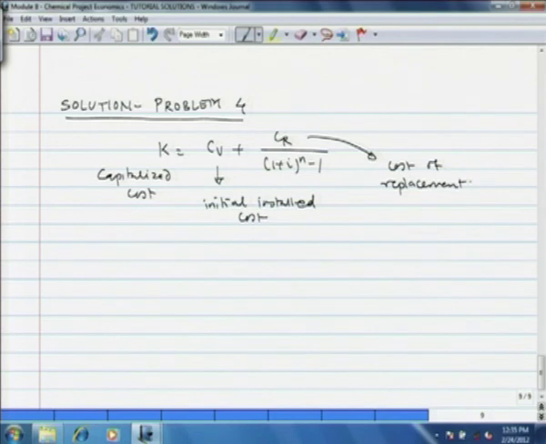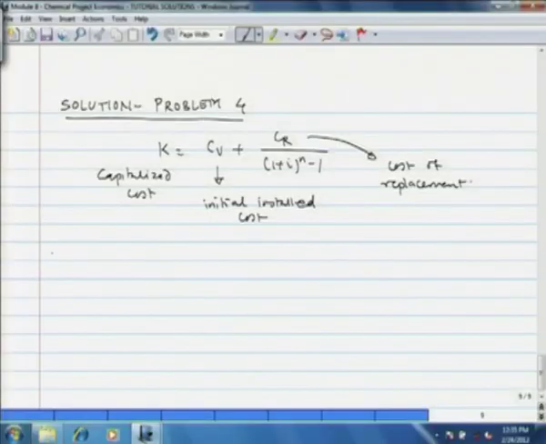Now, we have assumed that the scrap value of both of the reactors is 0, then CR is same as CV. Okay. If there is any scrap value for the reactor, then the cost of replacement will be the initial installed cost minus the salvage value.